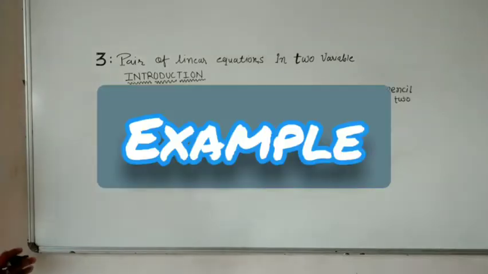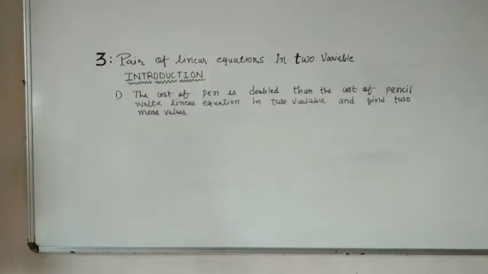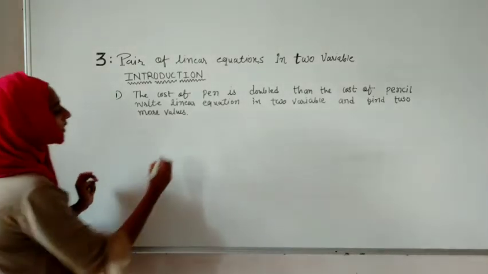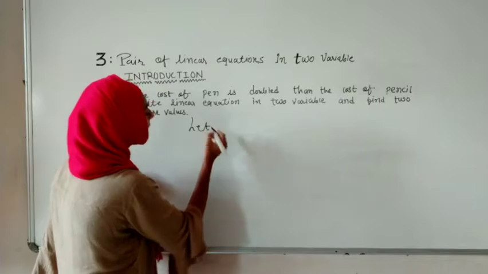You can read the question. The cost of a pen is double the cost of a pencil. Write the linear equation in two variables and find two more values. So जैसा हमने 9th standard में सीखा था, again we will do the same process. We will guess it in the form of x and y.